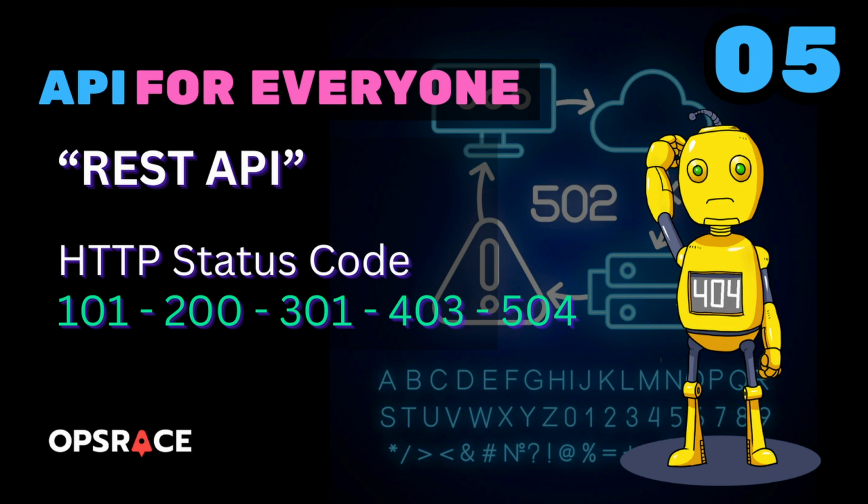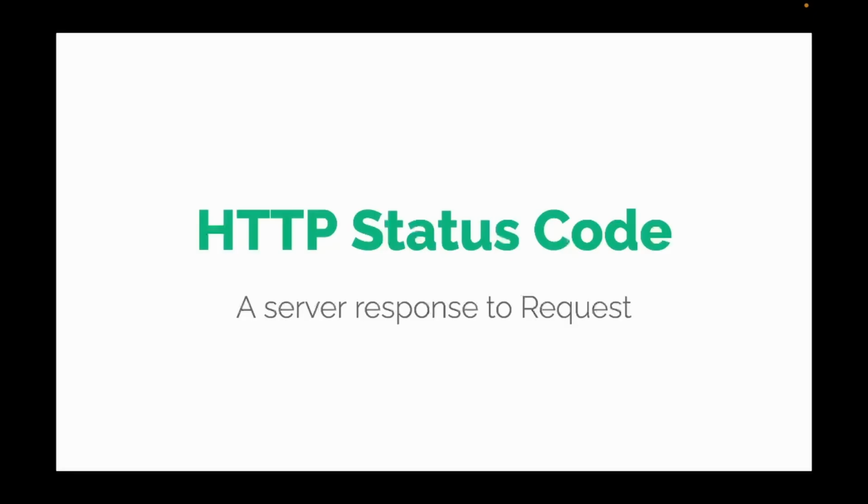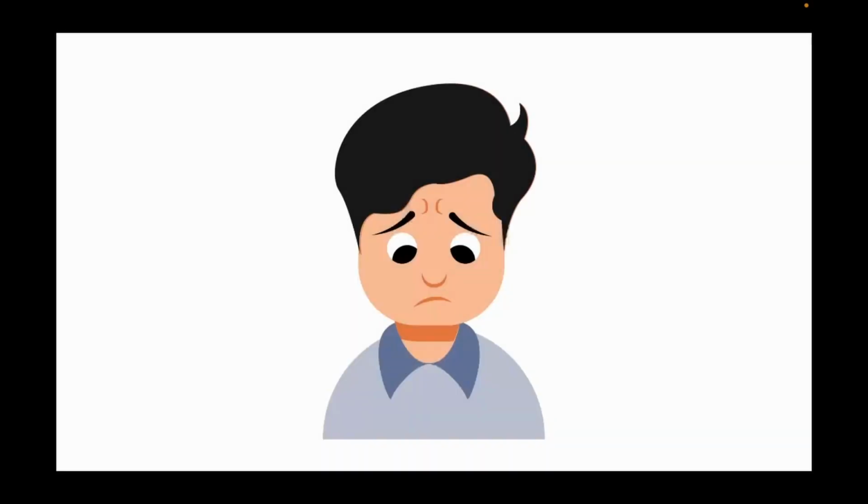In today's episode, we'll look at how HTTP status code works. So HTTP status code is basically a quick response to a request. So let's look at an example.